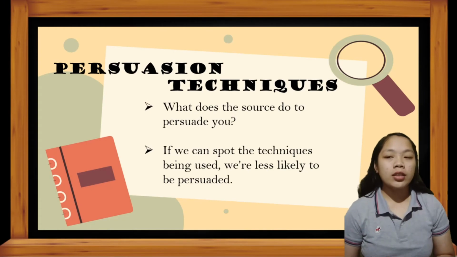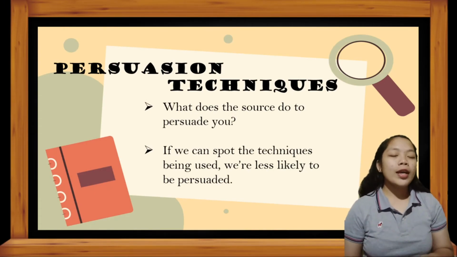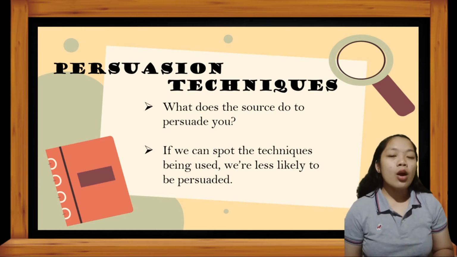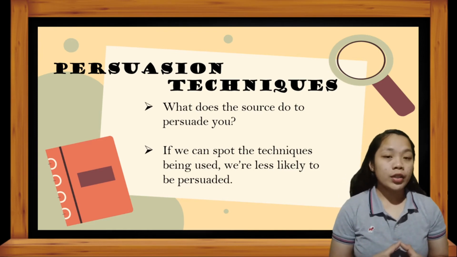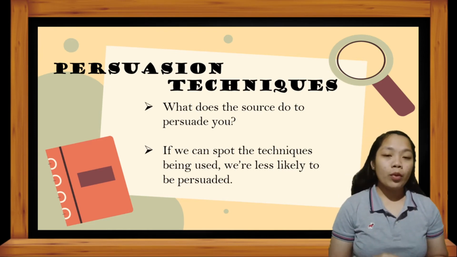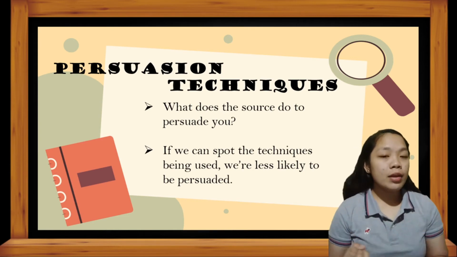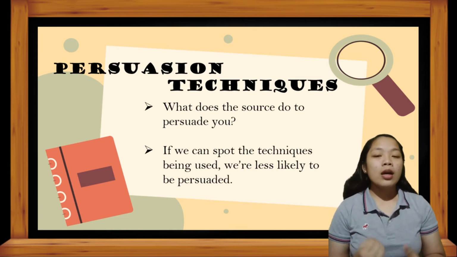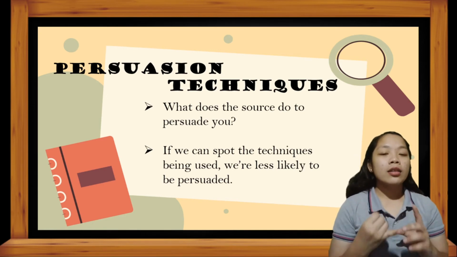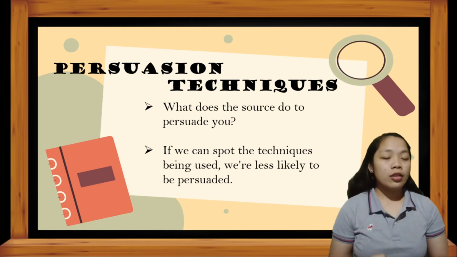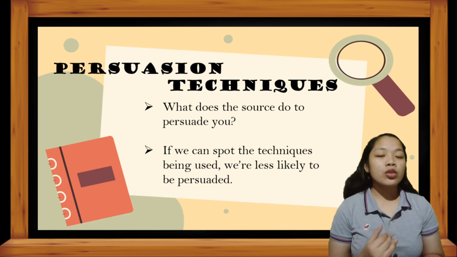Next is persuasion techniques. What does the source do to persuade you? If we can spot the techniques being used, we're less likely to be persuaded. But what is persuasion? It means convincing people to buy a certain product or to act, or to make them believe in a certain point of view. Some use famous people or celebrities to make them buy the products or services. Others use slogans and catchy phrases to sell products and services.